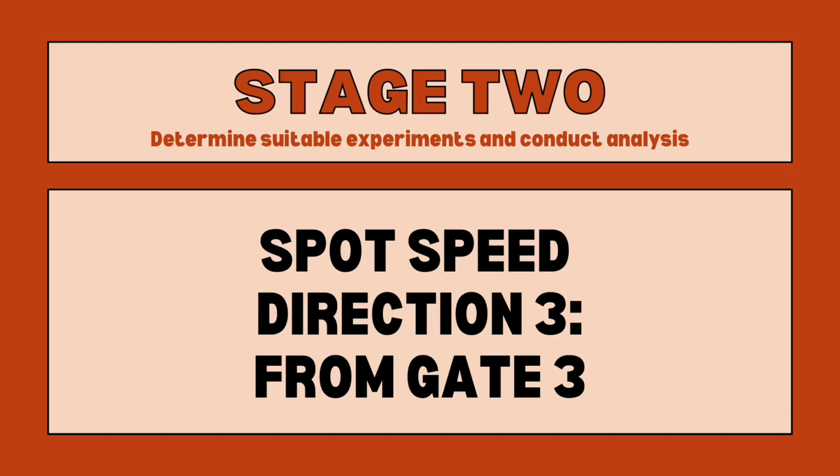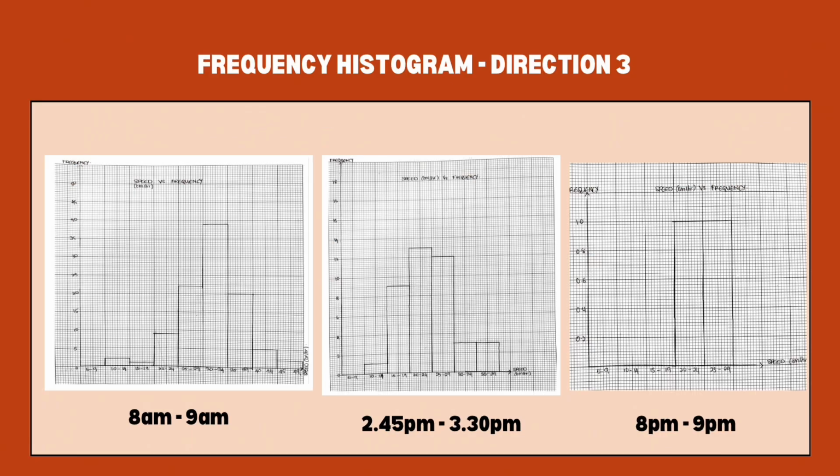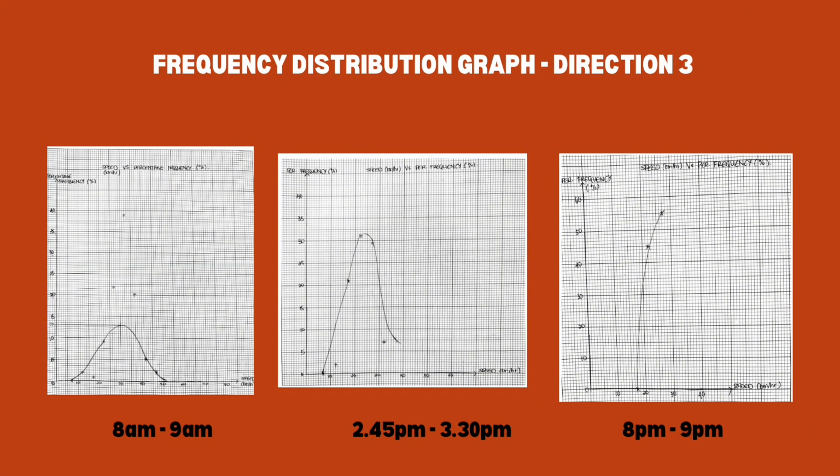Direction 3 from Gate 3 near Hotel UATM. The frequency histogram shows the highest traveling speed in the morning is around 30 to 34 km per hour, while in the evening it is 20 to 24 km per hour and at night 20 to 29 km per hour, due to only two vehicles on the road at night. For the frequency distribution graph for direction 3, the mode speed from the morning data is 30 km per hour, while the evening data is 24 km per hour and night is 27 km per hour.